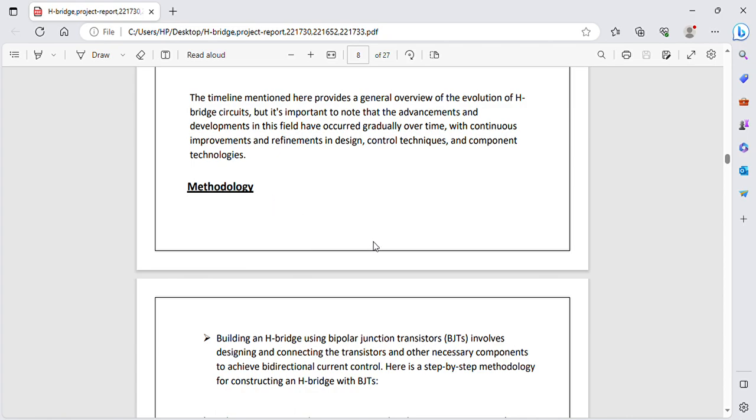Now, moving towards the methodology. As our report of this project is on the template of an FYP report, meaning final year project report, we have discussed all the factors that we discuss in our FYP reports. So here we are going to discuss the methodology of this project.